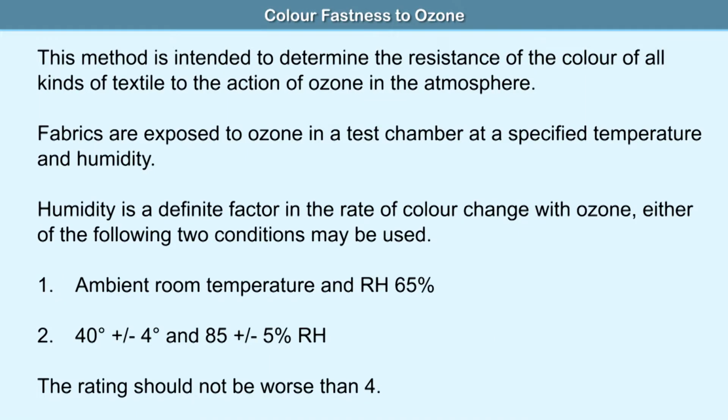Color fastness to ozone. This method is intended to determine the resistance of the color of all kinds of textile to the action of ozone in the atmosphere. Fabrics are exposed to ozone in a test chamber at a specified temperature and humidity. Humidity is a definite factor in the rate of color change with ozone.